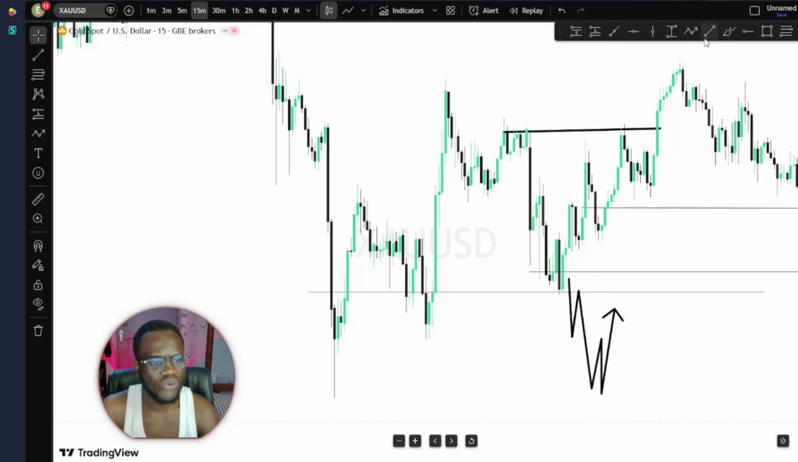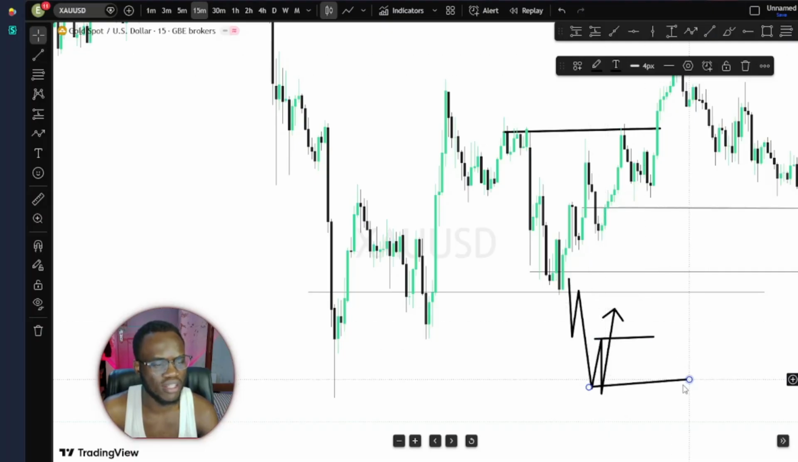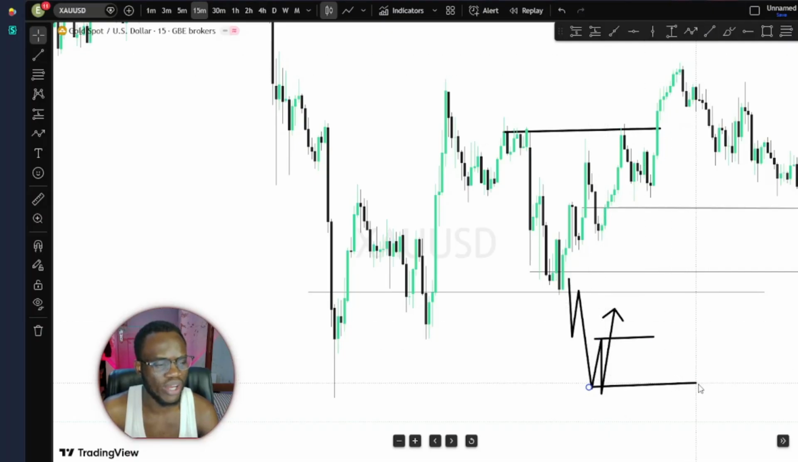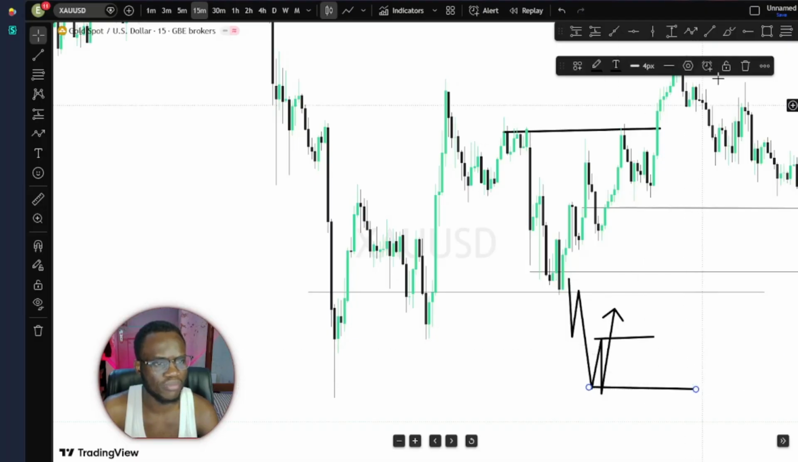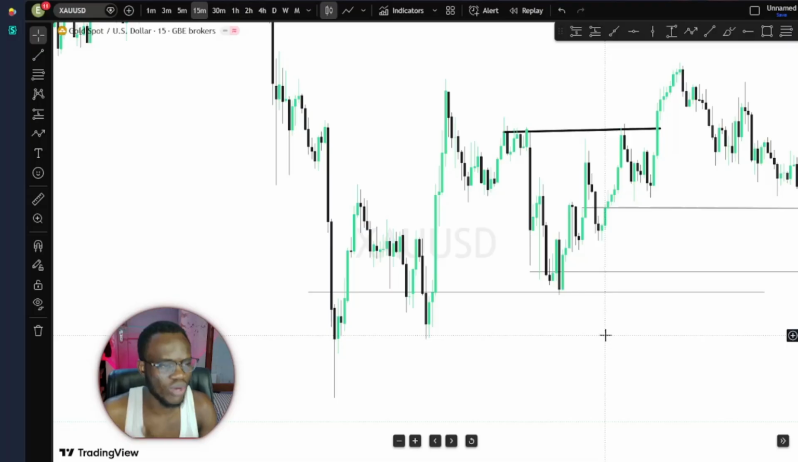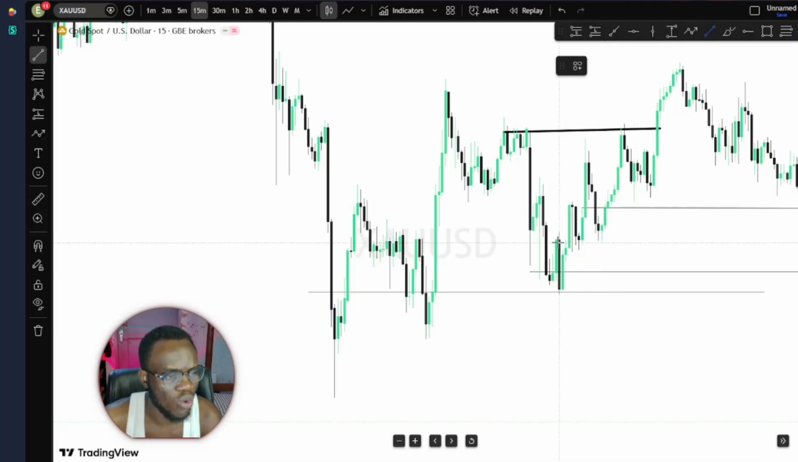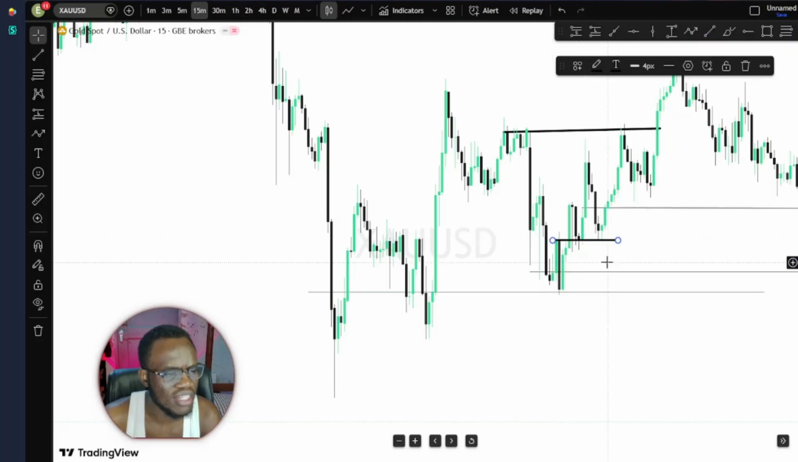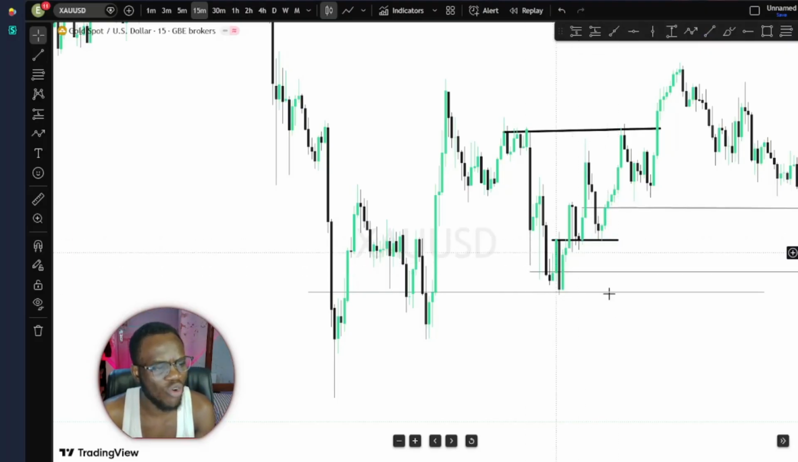The only thing we can do around there is wait for a setup around here, or wait for a setup around here. These zones here. So we have two zones we can take our trades from. Those are the zones we have to take our trades from. So what do we see? After having had a breakout, we can see that this candle here is a confirmation candle.